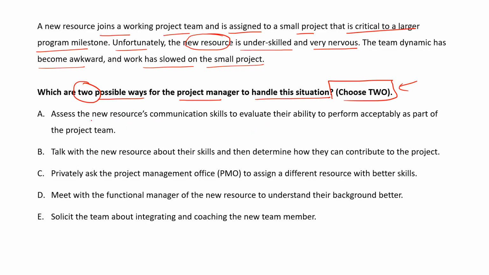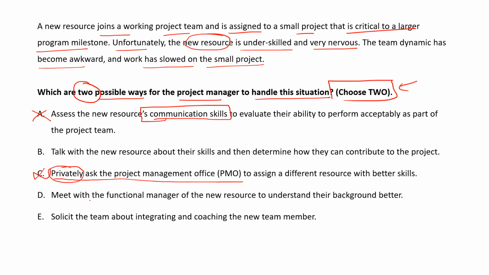So if you look at it, in A, assess the new resource's communication skills. It has not been mentioned in the question that the person has a problem with communication skills, so it's already irrelevant to the question. This is gone. Privately asking to assign is not an appropriate way of doing things either. What is privately? These types of words can never be the answers directly. So we can eliminate them like this.